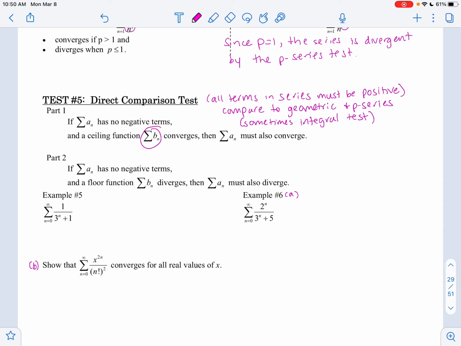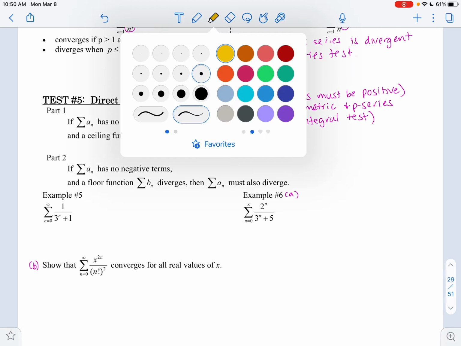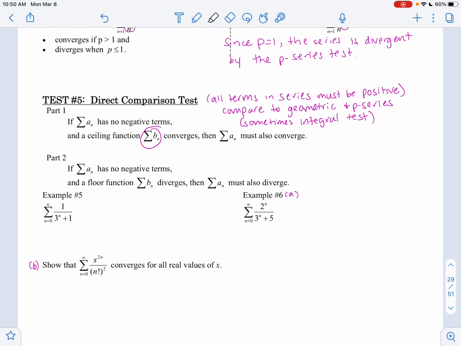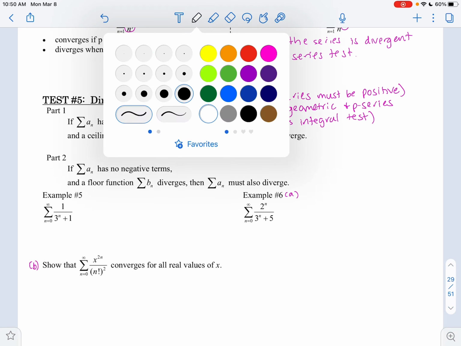Okay, so let's take a look at example number 5. If I were to cover up, and I can use a white marker for this to show this is true, the fact that we have some type of series that looks familiar, but is not quite what we imagine our geometric or p-series to look like.